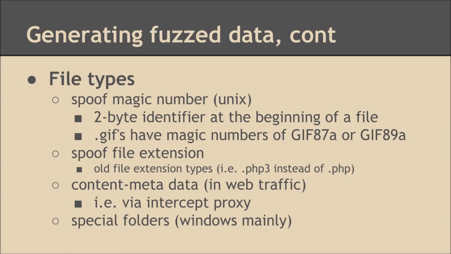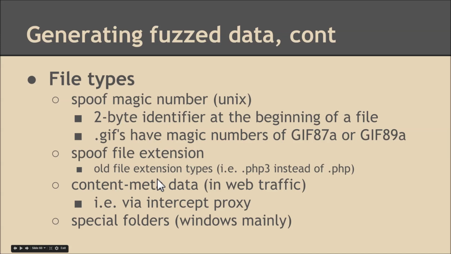So this leads us to file types. I believe we talked about how in Unix and Linux the type of file is not determined by the suffix, the dot ending. It's determined by a two byte identifier at the beginning of the file, which is called the magic number. So GIFs have magic numbers of GIF87a or GIF89a. It might be useful, when trying to get weird types of files past a firewall or a file filter, to spoof file extensions for old file types.